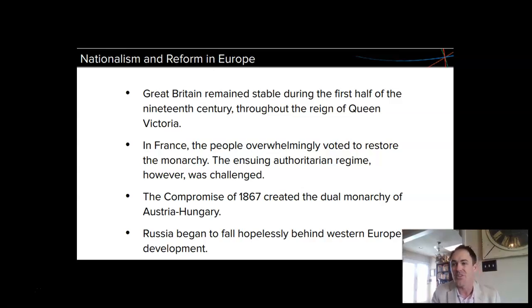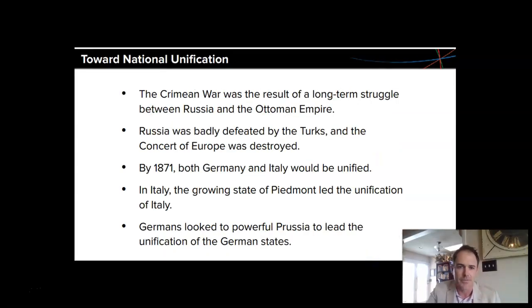In France in the 19th century, they're going through some major turmoil, first restoring the monarchy, then the challenges to the monarchy and the creation of a republic. So they're going through quite a lot of instability. In Austria and Hungary, as a result of quite a lot of turmoil as well, they're going to create a dual monarchy. And Russia is going to increasingly fall behind Western Europe's development. We'll talk a little bit more about that in just a minute. Again, this is just some contextualization to help you understand European imperialism better.